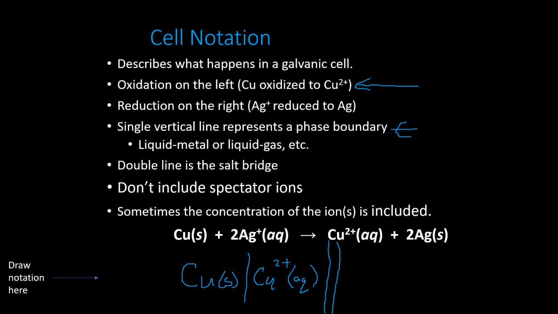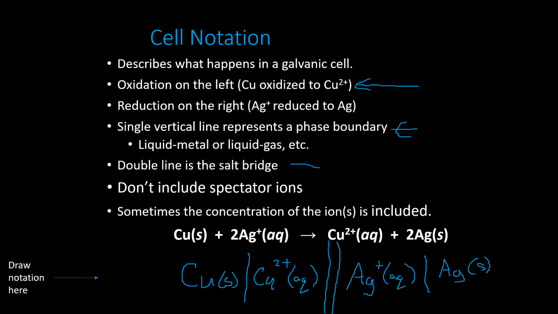And then on the other side, what's happening? Well, you've got silver, that's aqueous. And so we have another phase boundary to silver solid. You know that silver solid is going to be a 0. Copper solid is also going to be a 0, but you do need to show the charges for the ones that are aqueous. So let's see, what else do we need to solve?